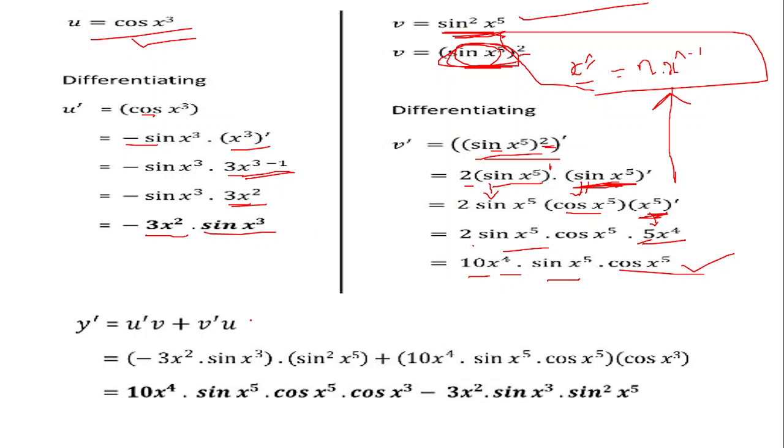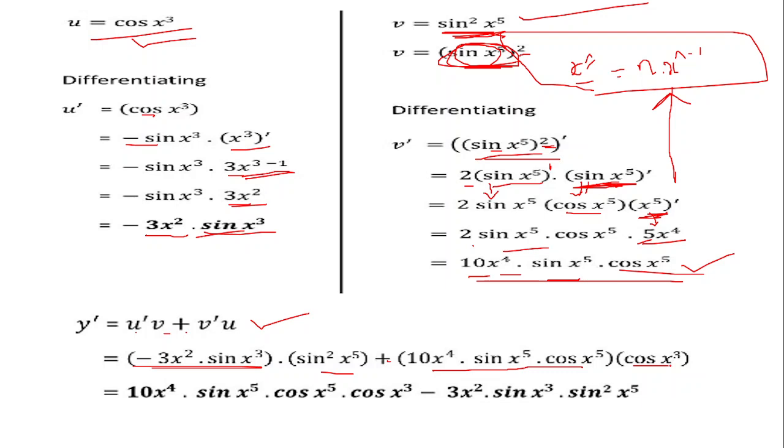So we have the formula, u dash into v plus v dash into u. Substitute u dash is minus 3x square sine of x cube. Please use the bracket. Next, what is v? Sine square of x to the power of 5 plus, as it is in the formula, keep v dash here. What we got? 10x to the power of 4 sin x to the power of 5 cos x to the power of 5 into u value cos of x cube.